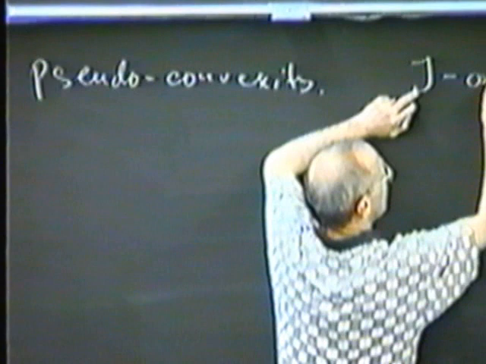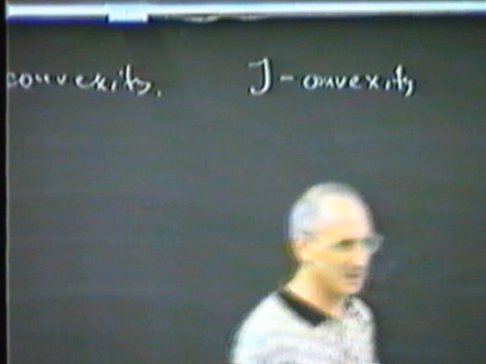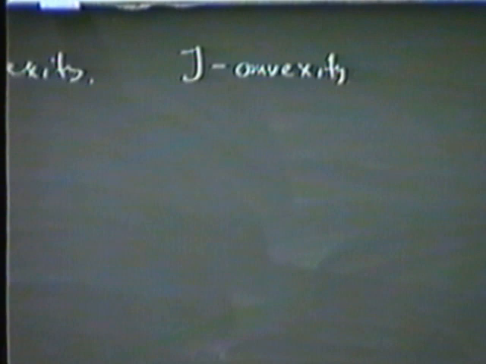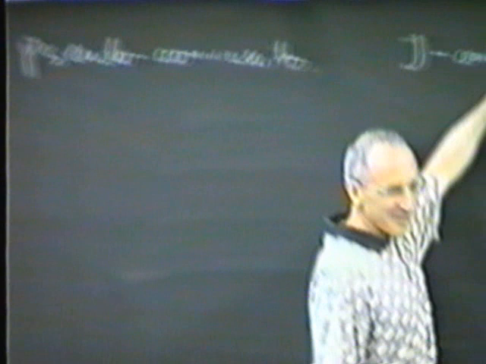Well, we can try. I'm sure there are some people who object. But I'm trying to popularize the notion of J-convexity, because it will be convexity with respect to certain complex structures. Call it J super convex. It's because it's super to the convexity.